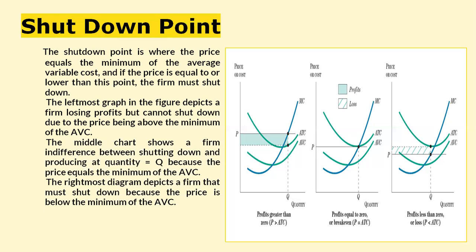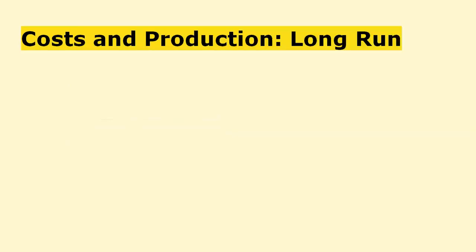The rightmost diagram depicts a firm that must shut down because the price is below the minimum of the average variable cost. Cost and production, long run.